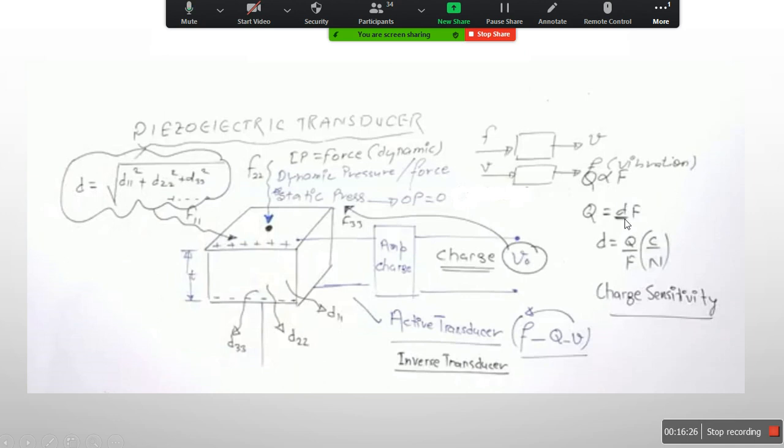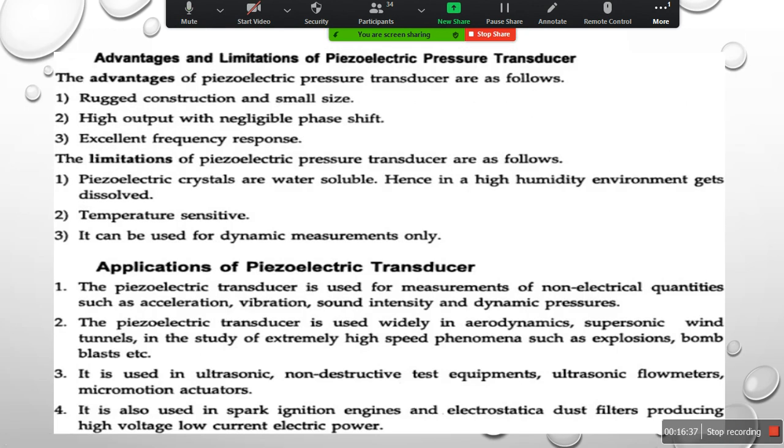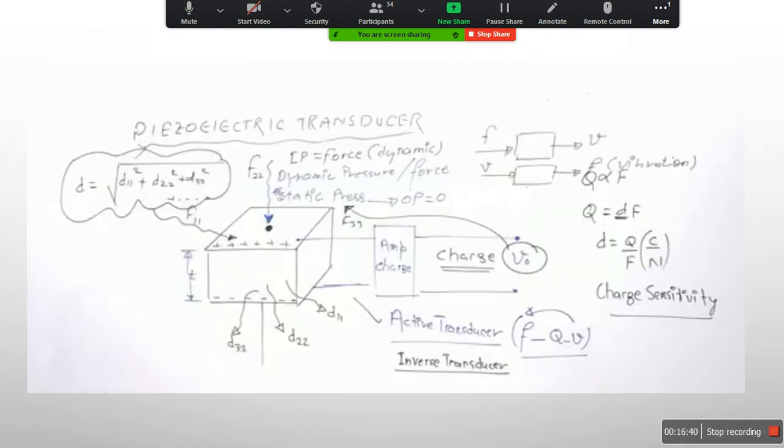How do you calculate D? D here is nothing but how much the dimension has changed. So from this you can write D is equal to Q by F into C by N. What is C by N here? Charge sensitivity, which you will always be using as a constant terminology. So whenever you want to measure the dimension, it is the ratio of Q, which is charge, by the force. If you multiply this by the constant, you get the value of how much the dimension has changed.